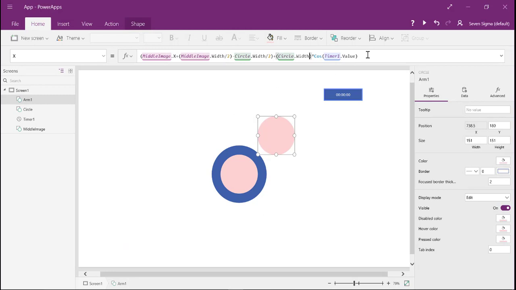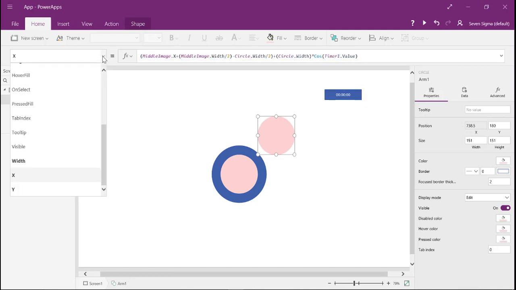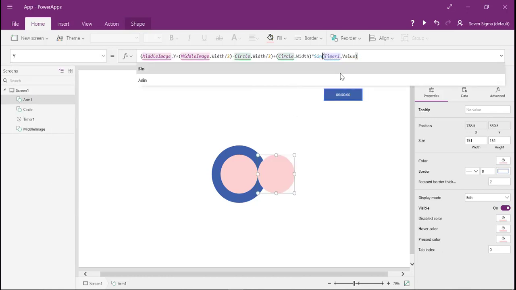So let's go talk through the Y position. The Y position is essentially going to be the exact same code, but instead of cosine, we're going to use sine, and instead of .x, it'll be .y. Now look, you see it's touching. And actually, at this point, if we started the timer, it should start going.